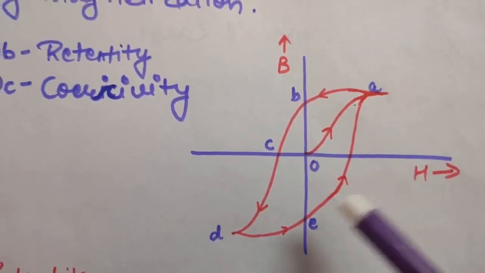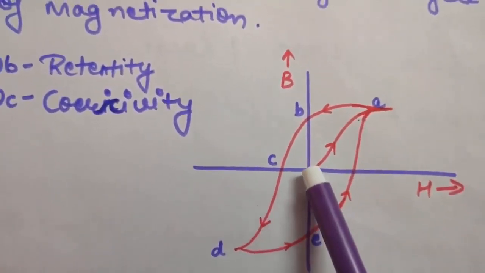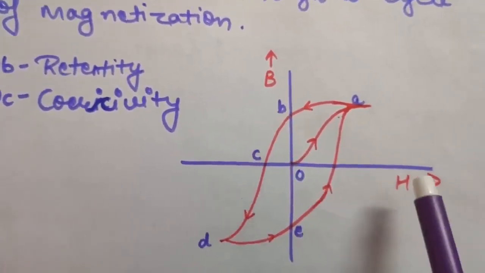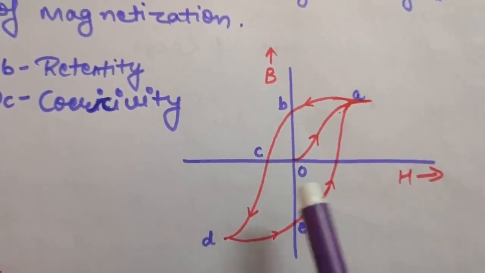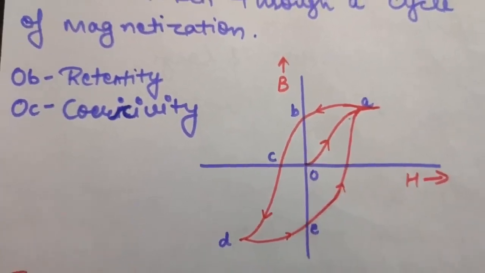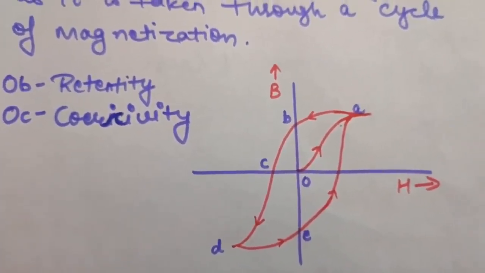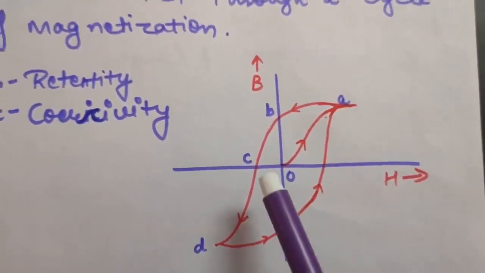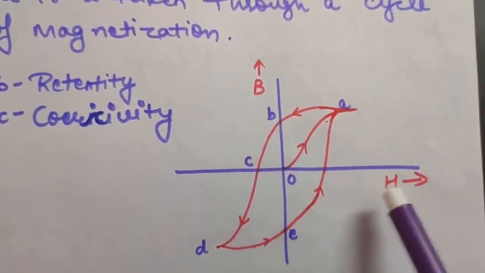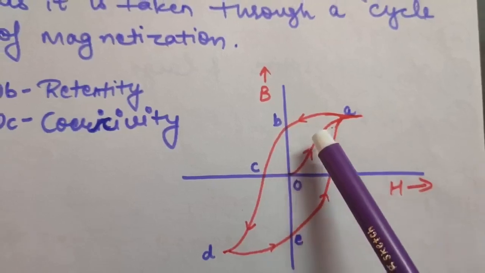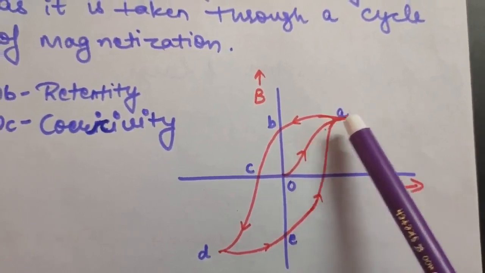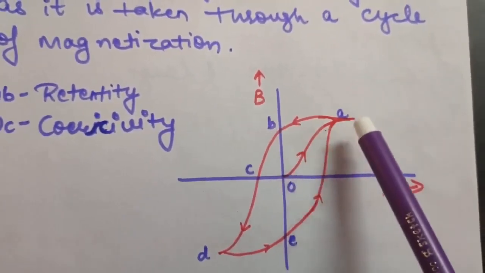Now let us see what the various things represent. Okay, so O is a point where B is 0 and H is also 0. As you know, B is magnetic induction and H is magnetizing force. So at O, B and H both are 0. Now we take the ferromagnetic material and increase the current by putting it in a solenoid or anything, so B and H both will increase. This represents that B and H both are increasing. Now as you can see here, when we come to this point, H is increasing, but B is still the same, it is not increasing.